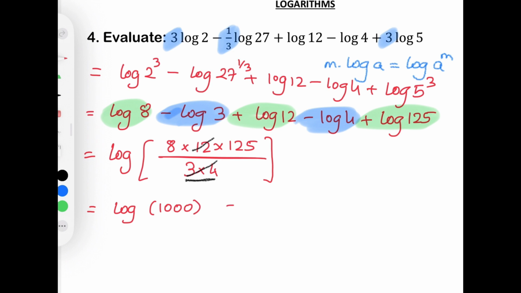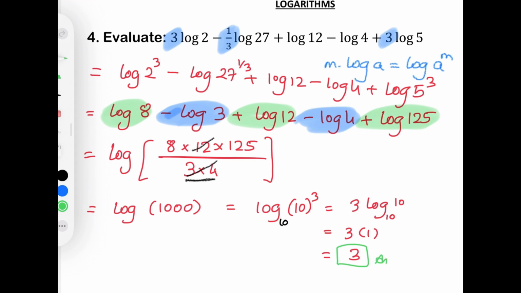Log 1000 can be written as log of 10 raised to 3. And again in this question we are not given the base, so by default it is common logarithm, that means the base is 10. So this becomes 3 times log 10 with the base 10, that is 3 times 1. So the answer is 3. So the value of the given logarithmic expression is 3.